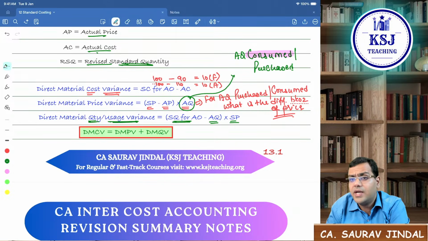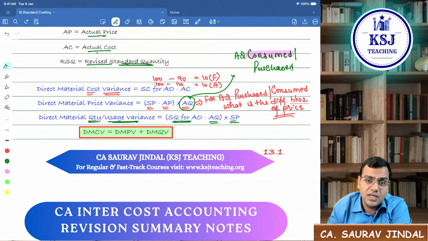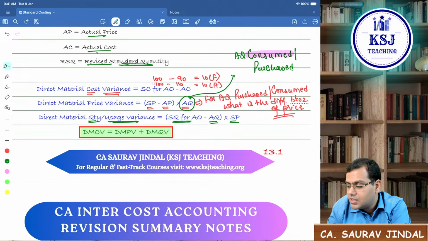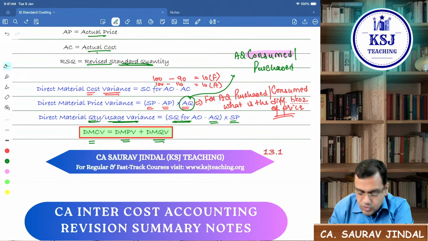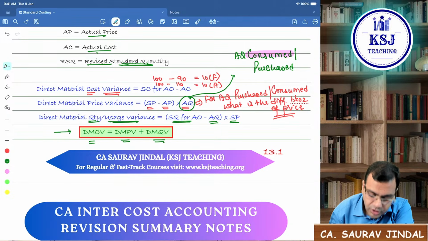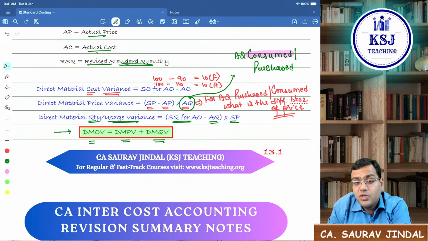Now, as I told you, for direct material cost variance, the difference can be due to price or the difference can be due to quantity. So cost variance is equal to price variance plus quantity variance. This condition will normally hold true, and from this you can check whether your variance calculation is correct or not. Right? So cost variance, price variance and quantity variance.